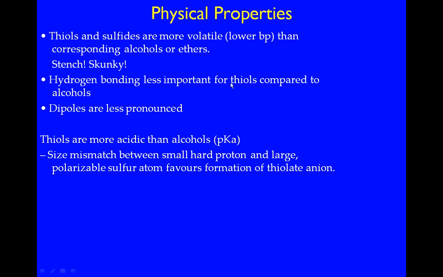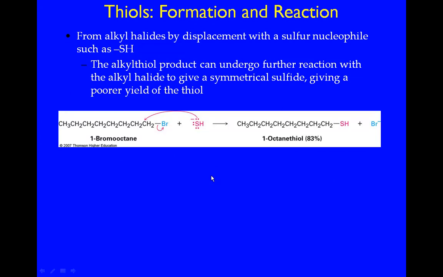Hydrogen bonding is less important for thiols compared to alcohols. Dipoles are less pronounced. Thiols are more acidic than alcohols because of the polarizability. Size mismatch between the small and hard proton and the large polarizable sulfur atom favors the formation of thiolate anion. That's what is responsible for the increased acidity of thiols compared to alcohols. Thiols are also good nucleophiles, as I said.